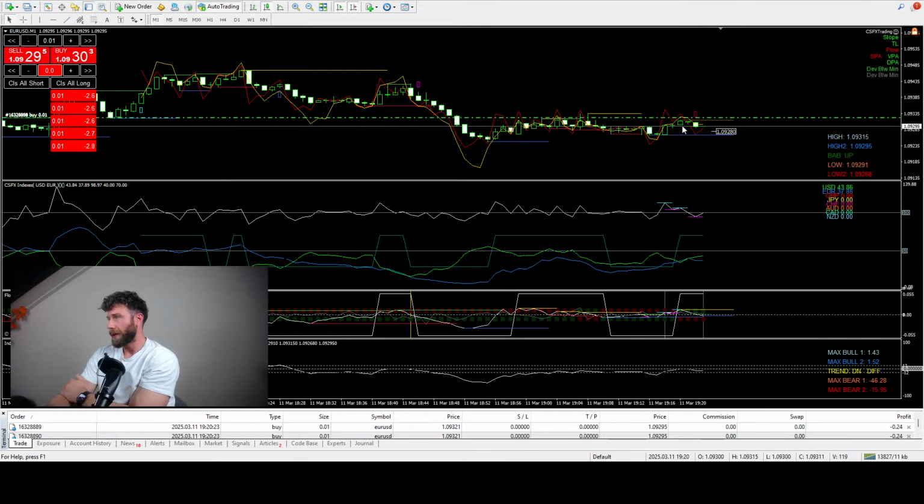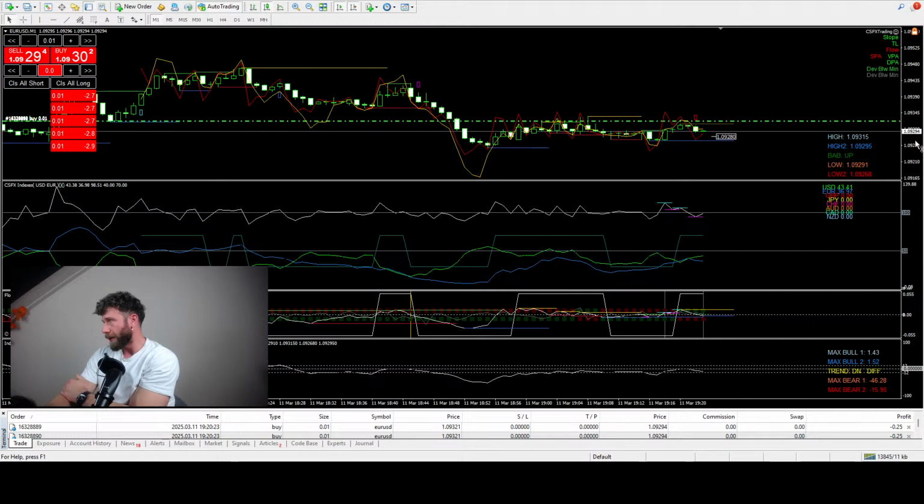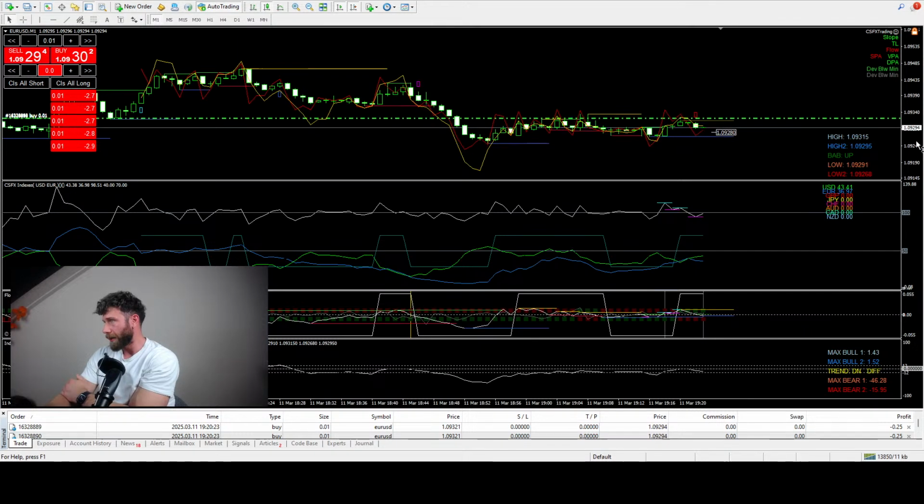I'm gonna wait a second. I mean, we are stuck here anyway. This low didn't break the previous low. Price is really far away, so it needs to find its way, and it hasn't yet.